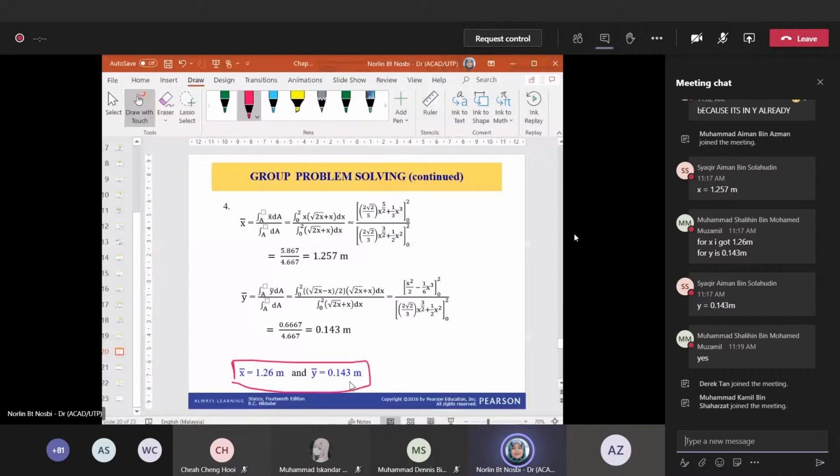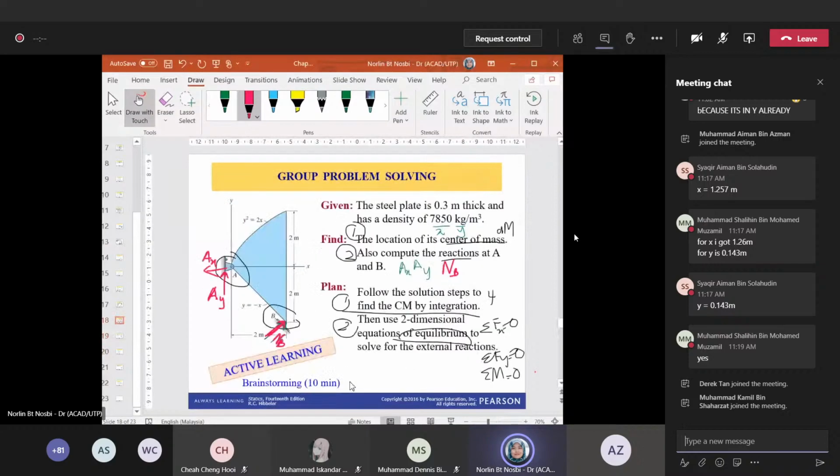So now part 2, you need to compute the reaction at point A and point B. If you can see, part 1 you have done, this one also you have done. So now you want to find the reaction at point A and point B. Let me show you.